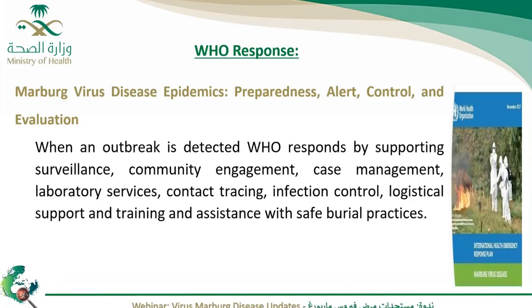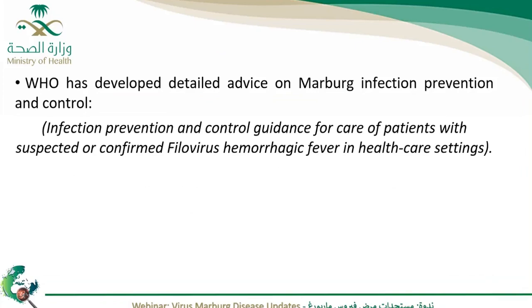According to the WHO response, Marburg virus epidemic preparedness, alert, control and evaluation, when an outbreak is detected, WHO responds by supporting surveillance, community engagement, case management, laboratory service, contact tracing, infection control, logistic support, and training, and assists with safe burial practice. WHO has developed detailed advice on Marburg infection prevention control, as my colleague Mr. Adil mentioned. Also for the WHO risk assessment, when Equatorial Guinea faced an outbreak for the first time, the country's capacity to manage the outbreak needed assessment from WHO.